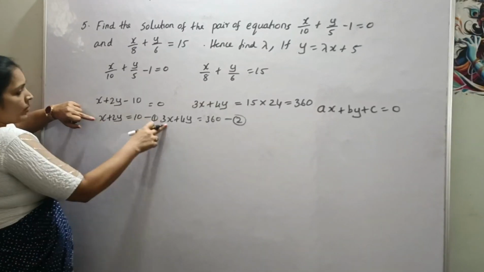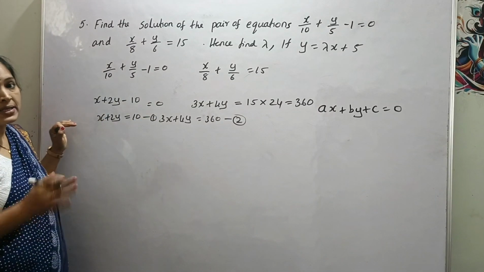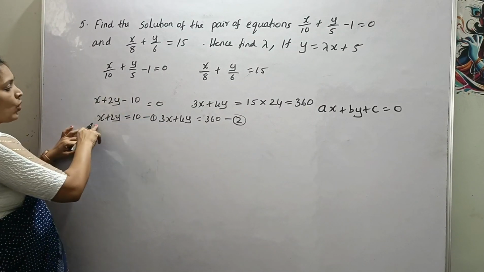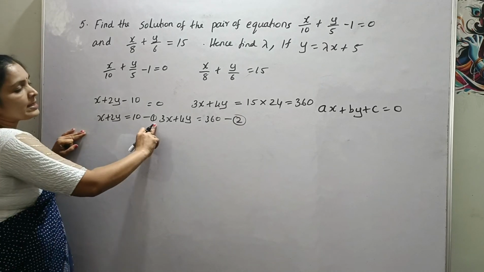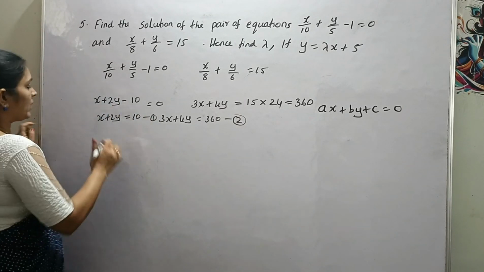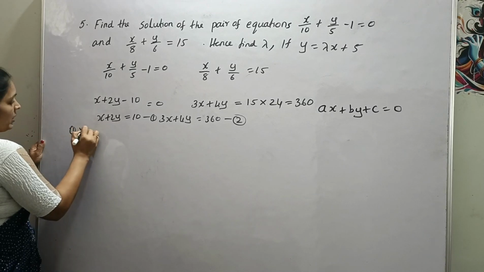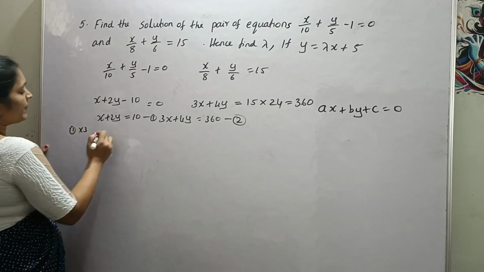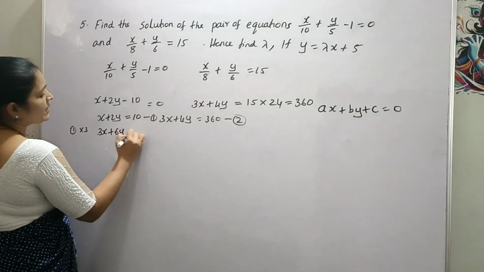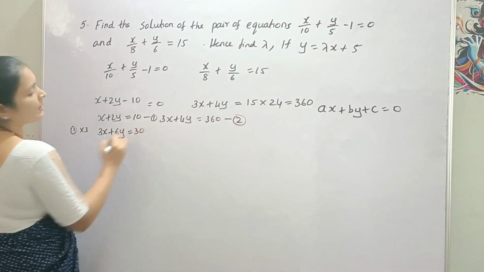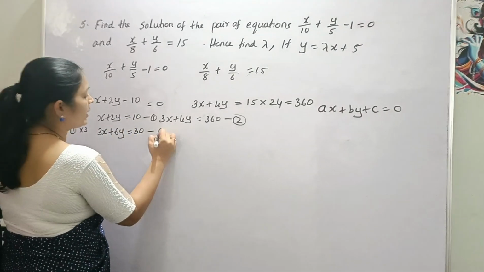See, here let's make the coefficient of x the same. Here we have 3x, so we have to make the other one 3x. For that, multiply the first equation by 3. Multiplying the first equation by 3, we get 3x plus 6y is equal to 3 into 10, 30. It is the third equation.